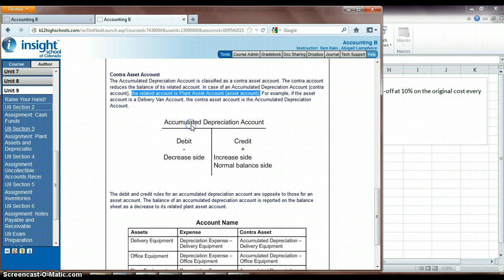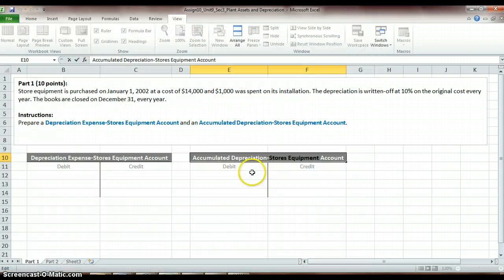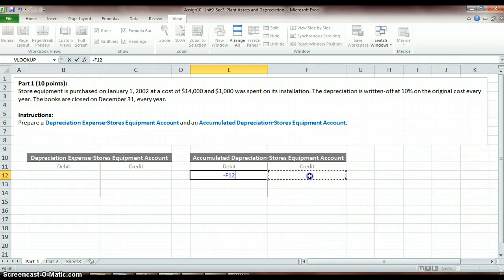When we talked about contra accounts, they're usually set up the opposite of what that asset account is. An asset account would be increase on the debit, decrease on the credit, whereas this contra account, accumulated depreciation, is set up decrease on the debit, increase on the credit. So that's how we're going to set up this account.